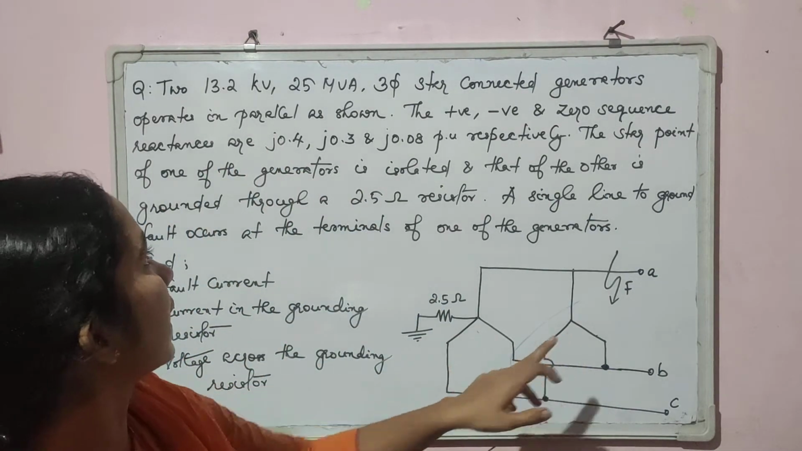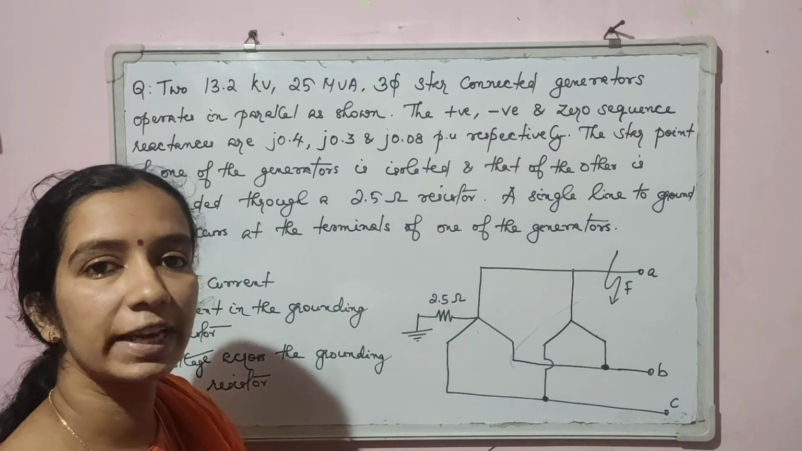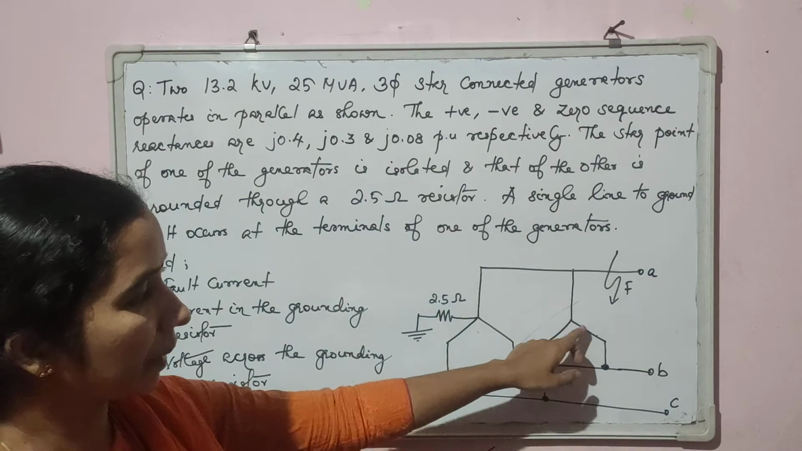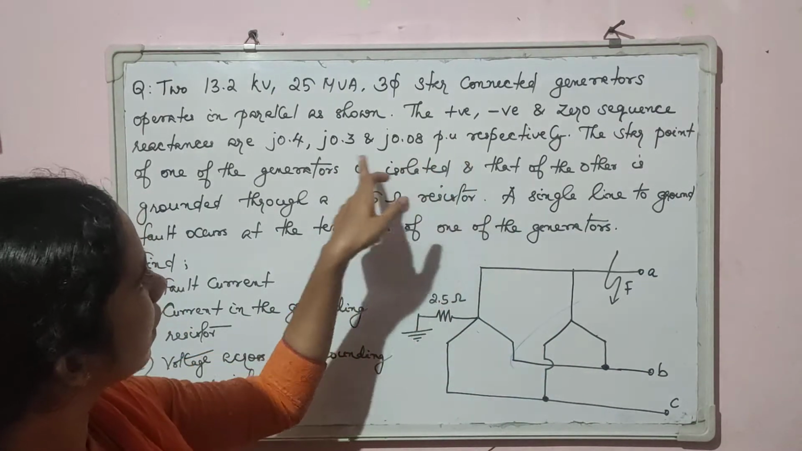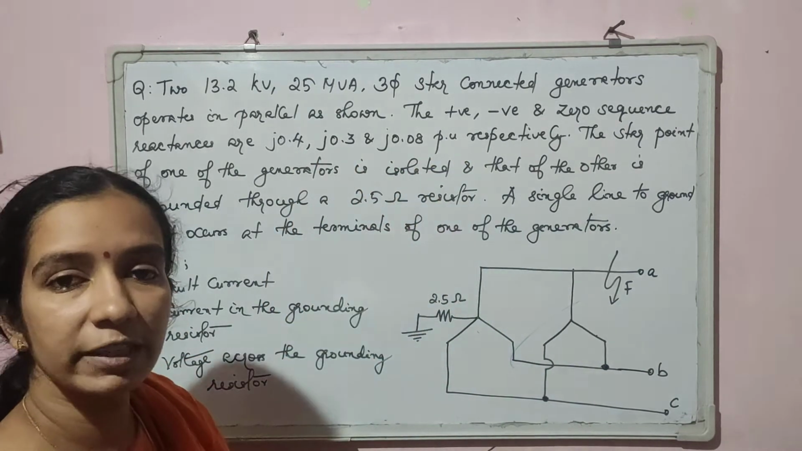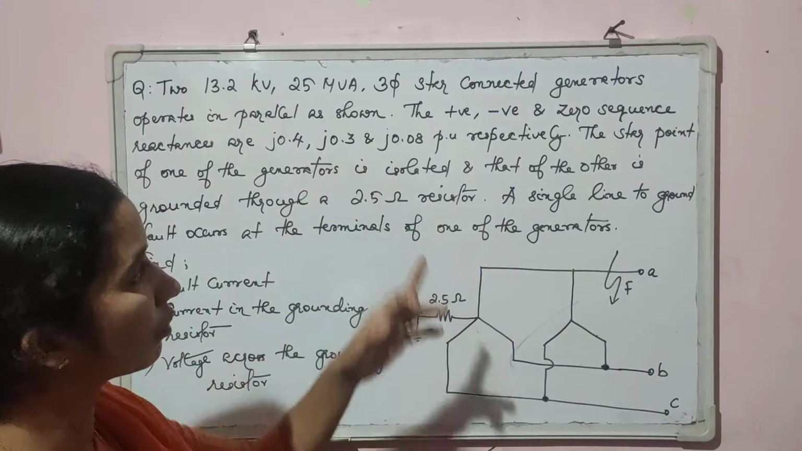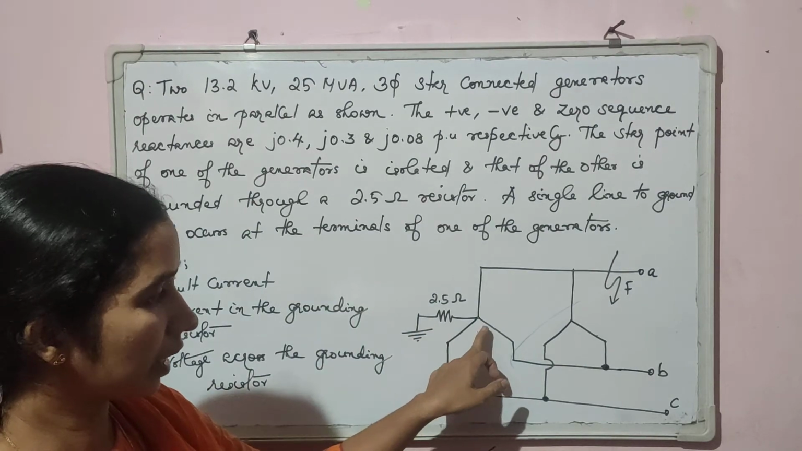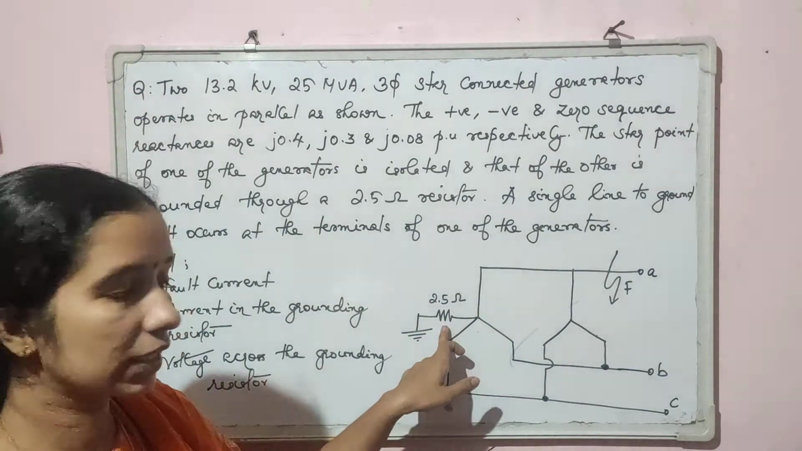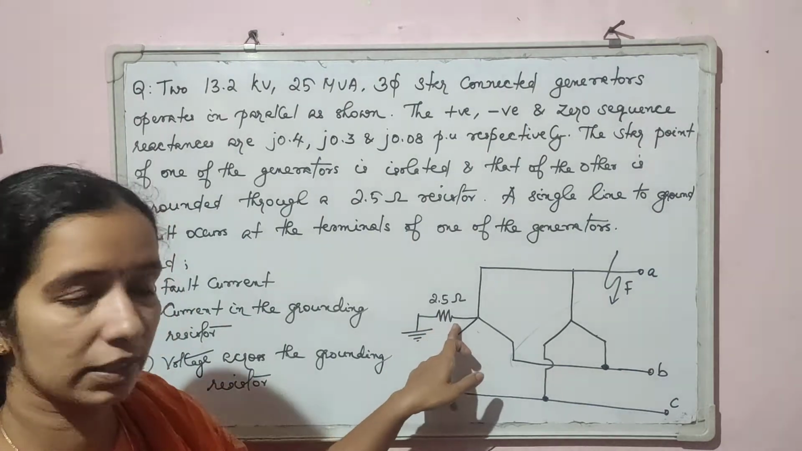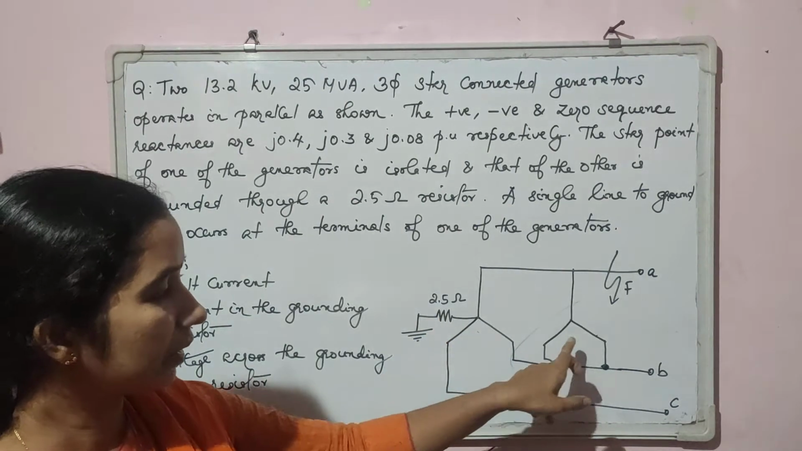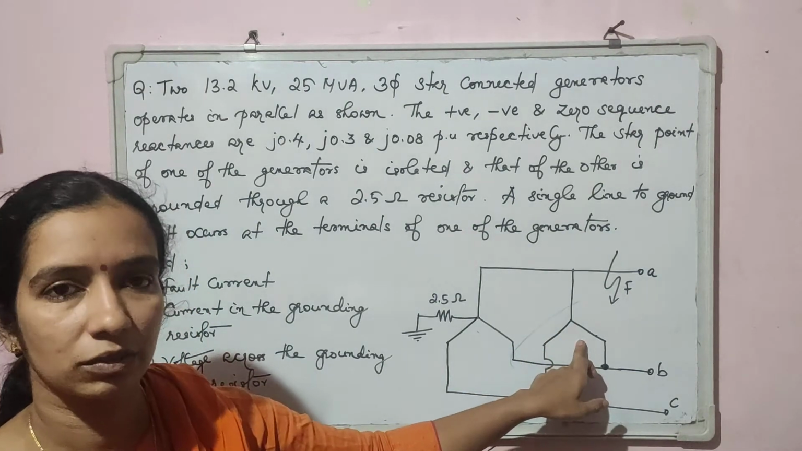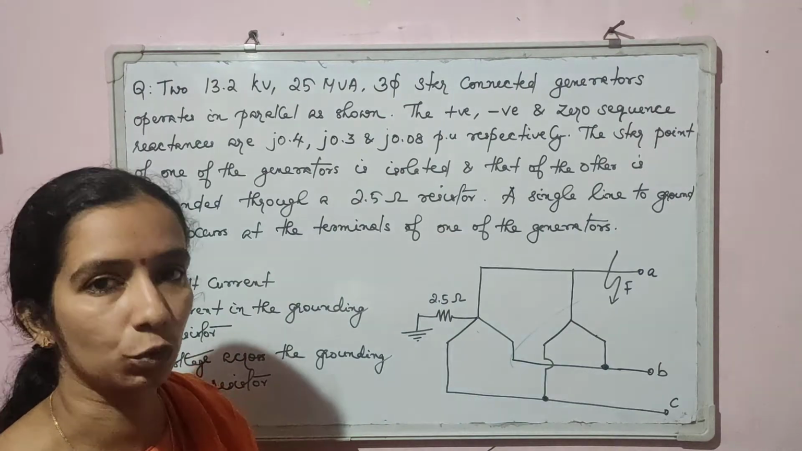So there are two alternators of rating 13.2 kV and 25 MVA. They operate in parallel like this, and the positive, negative and zero sequence reactances of each of the generators are given. It is given that the star point or neutral of one of the generators is grounded through a resistor of 2.5 ohm, and the star point of the other alternator is kept ungrounded, or it has an isolated neutral.